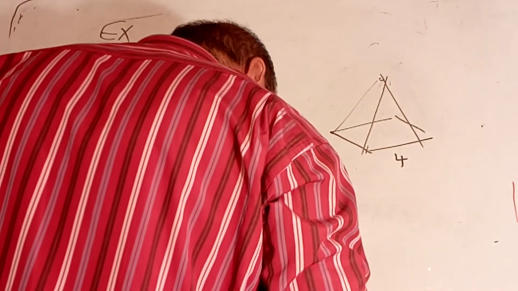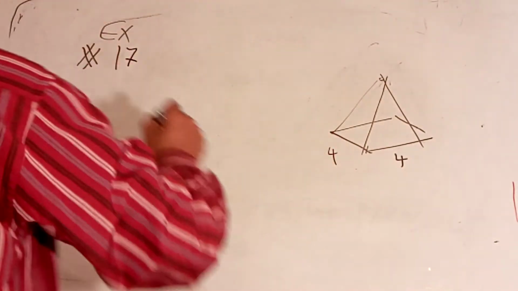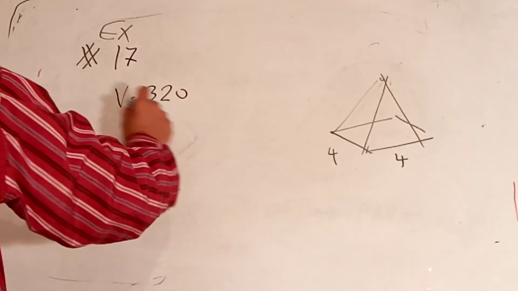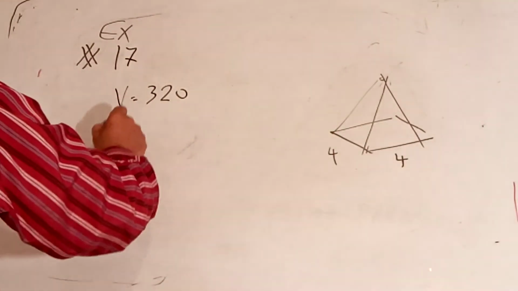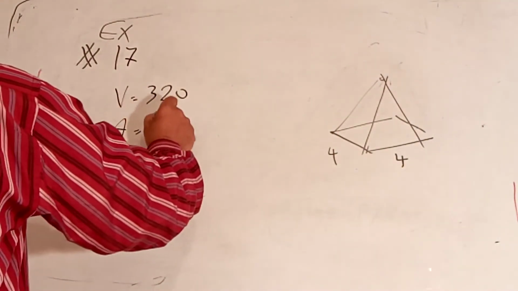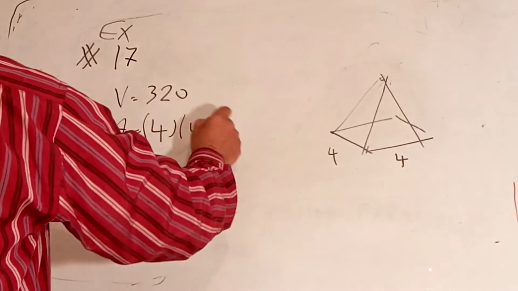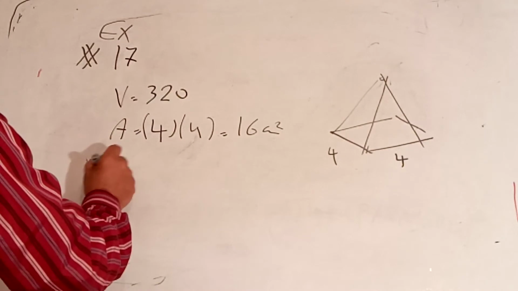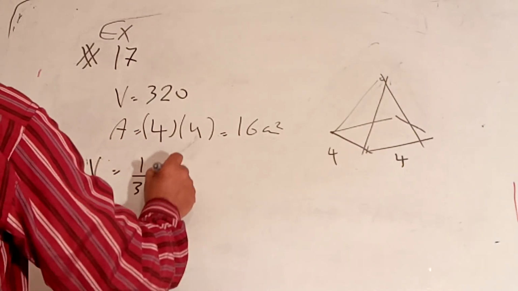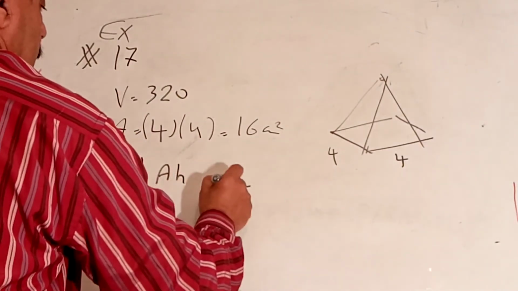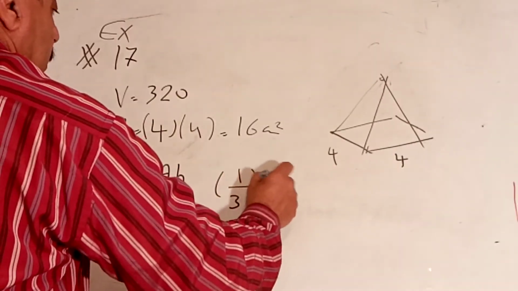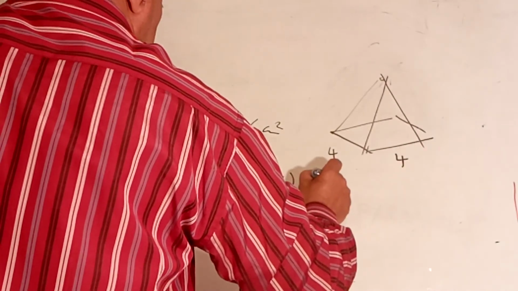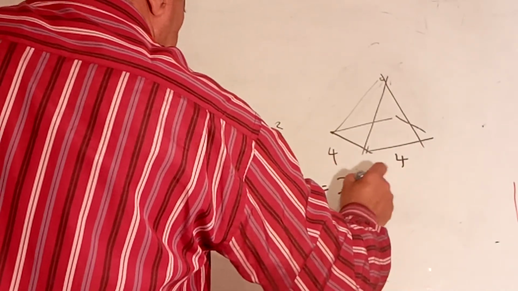What did he give me? The pyramid of square base has a volume of 320. So volume equals 320. The area of the base, a square, equals 4 multiplied by 4, which is 16 centimeter square. So volume equals 1/3 A H. So 1/3 A, how much is 16? Multiplied by H equals 320.